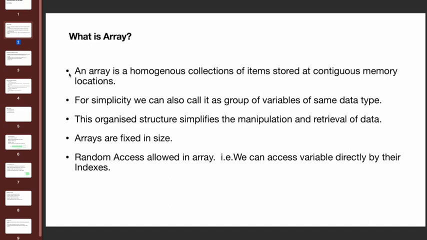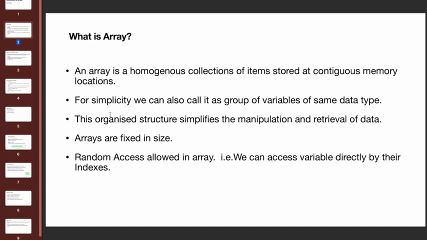So for simplicity, we can also term an array as a group of variables of the same data type, right? It is an organized structure that simplifies the manipulation and retrieval of data. Through that, we can easily manipulate our data and retrieve our data. But there are some limitations of the array also.